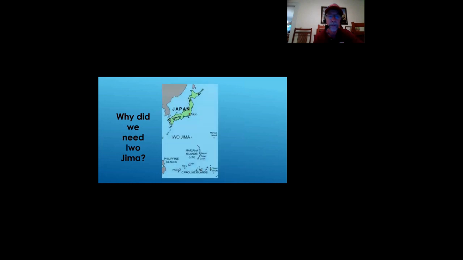So it was decided that we needed to get a place where these planes could land somewhere between Japan and the Marianas Islands in case they were having engine trouble or navigational problems, which is why we needed the island of Iwo Jima, because as you can see on this map, it's literally halfway between Japan and Guam. So it was felt that Iwo Jima would be a useful asset to take away from the Japanese.